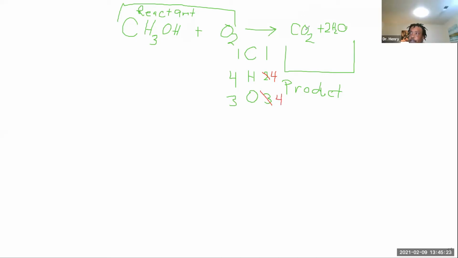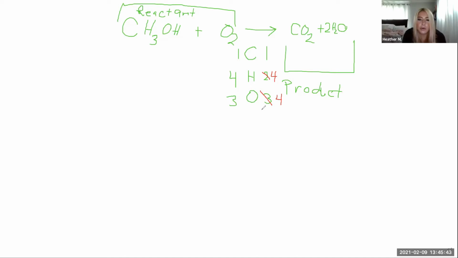Yes, I have the 2 here, and this coefficient means that I have 2 times 1 times 2 hydrogens and 2 times 1 because it's understood to be 1, right? So now I have a total of 4 oxygens. Is that balanced? No.